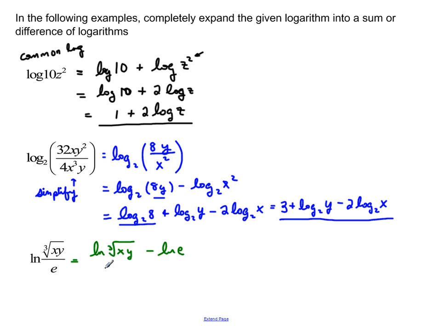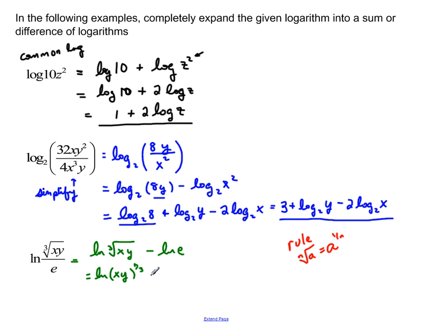So what do I do with this cube root? Is that it? Am I stuck? Well, no. Remember that we had a rule right here. Our rule stated that if we have a root, the nth root of some value a is the same thing as that value a raised to the power 1 over n. So we can actually rewrite this in a way that's a little bit more useful to us, rewriting it as the natural logarithm of x times y raised to the 1/3 power.